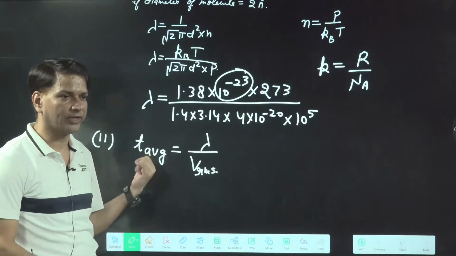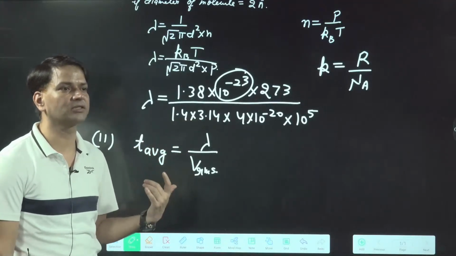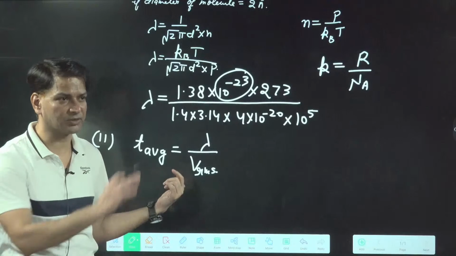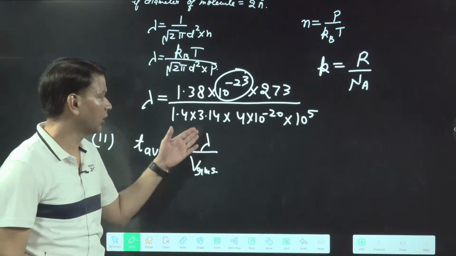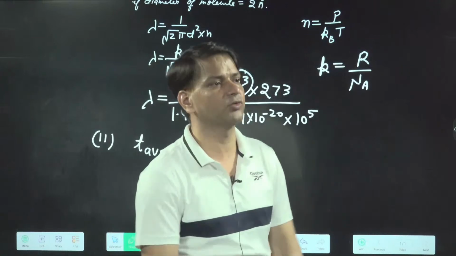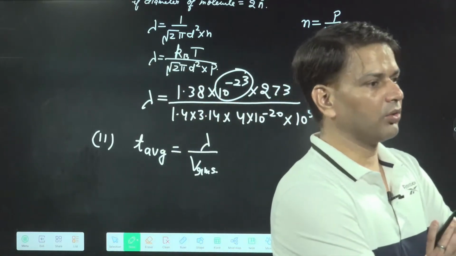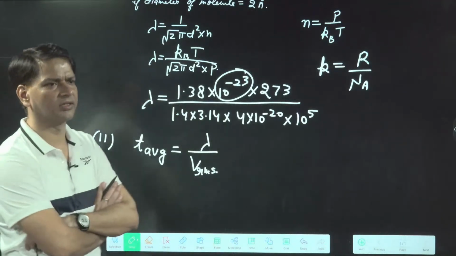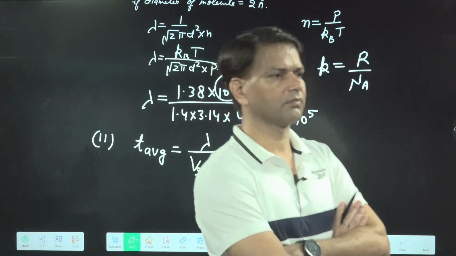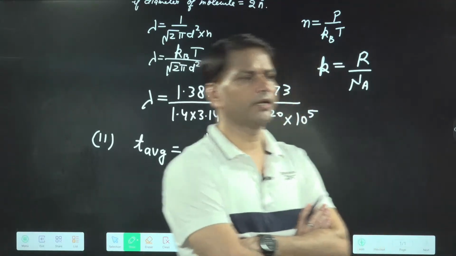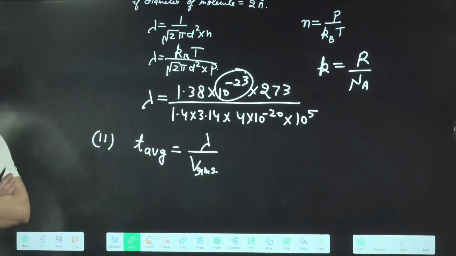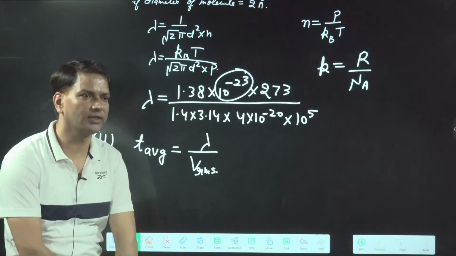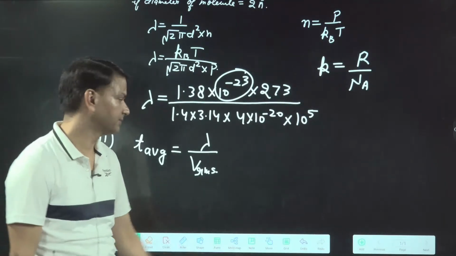So I want to find the time. Time is the distance upon speed. What is the average distance it is traveling? Lambda, that is the mean free path. And V RMS, the average speed, they have already given as 500. Now lambda you already got, just divide it by 500 and you will get the answer. Approximately 10 to the power minus 10 you will get. Got it? Everybody will solve now?